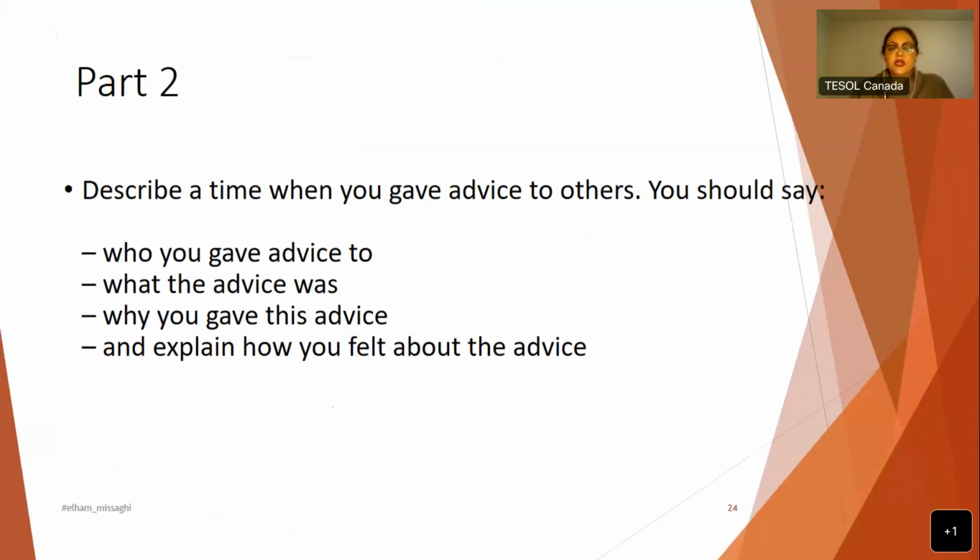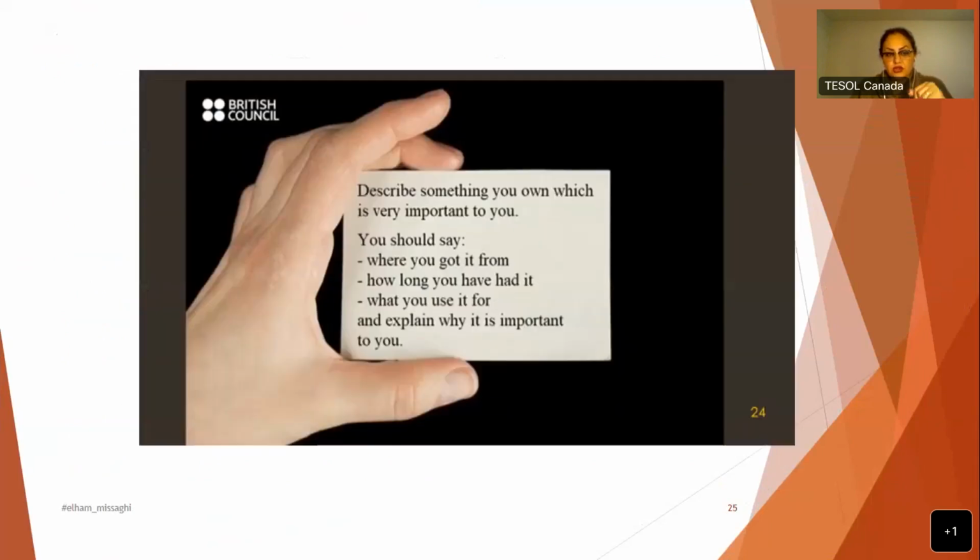Here's an example of part two. Describe a time when you gave advice to others. So who you gave advice to, what the advice was. This is an example from one of those Cambridge books. Why you gave this advice and explain how you felt about the advice. So they have 1 minute to think about all the questions and take notes, and then 2 minutes talk.